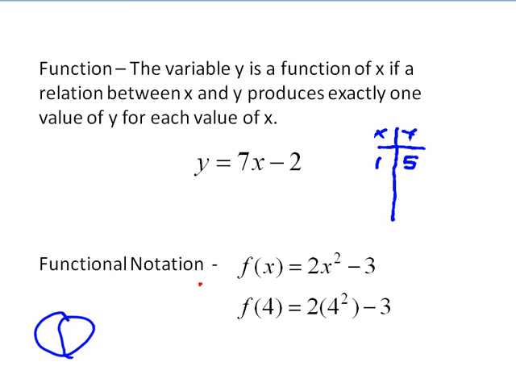Now the notation. This reads function of x. This is how it's written, and then this is the equation. If we were to write the function of 4, instead of the x, you would substitute the 4 in for the x, and you'd get the new equation. So for 4, this is what y equals.